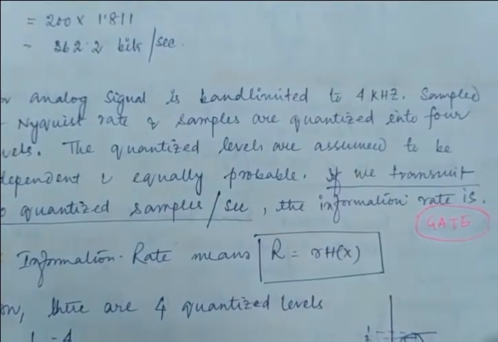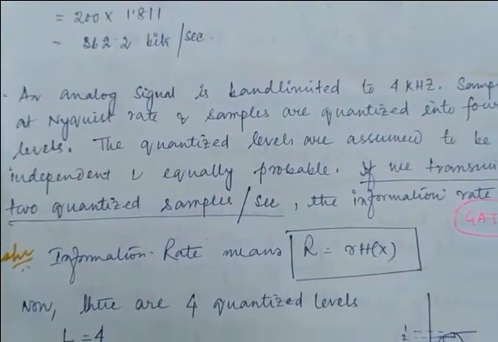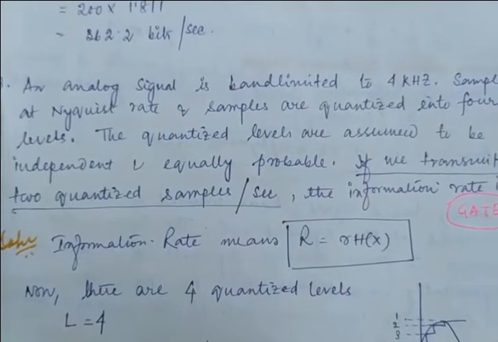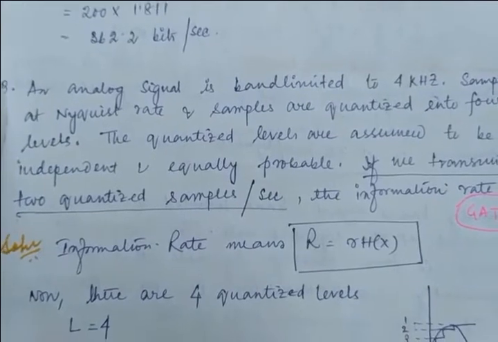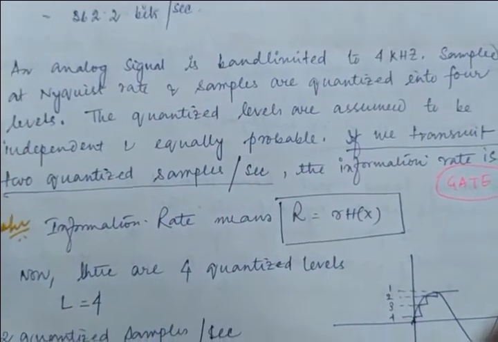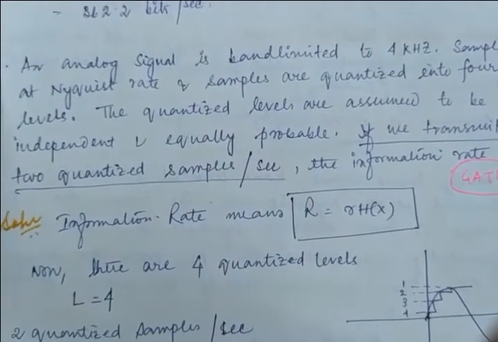So here the process is defined for that. And samples are quantized into 4 levels, meaning in the amplitude axis there are 4 steps. Okay, you have already calculated the step size, you have already calculated the signal to quantization noise ratio, you have already calculated the process of PCM, right?